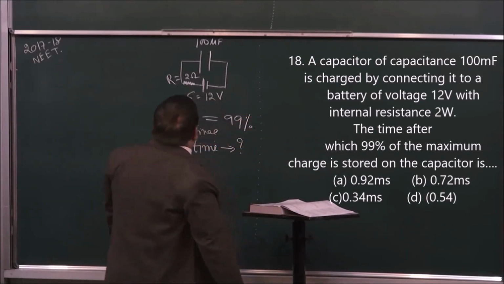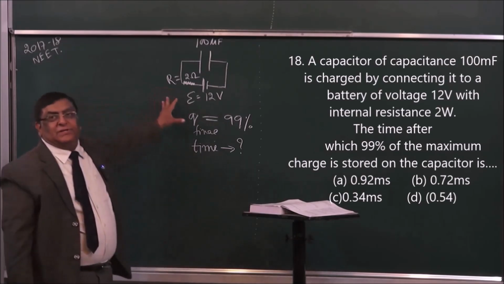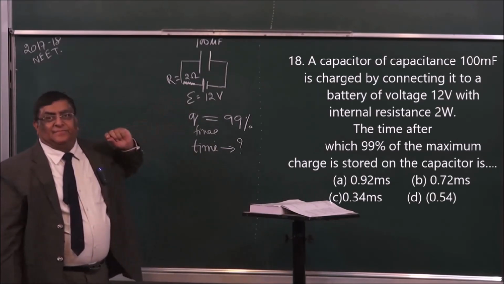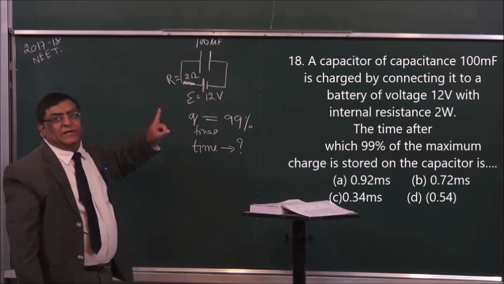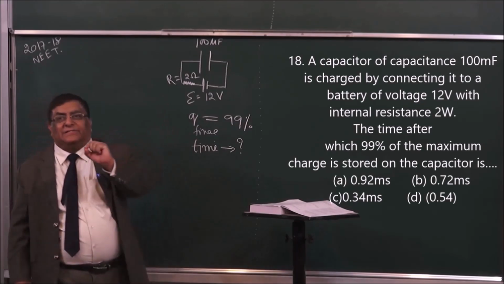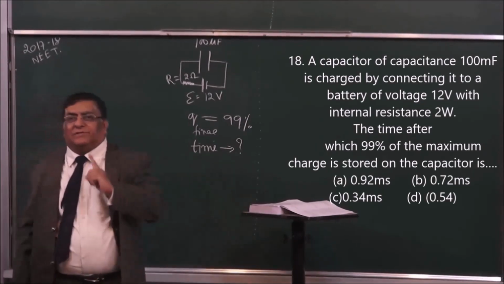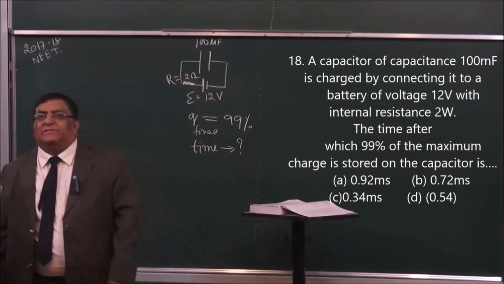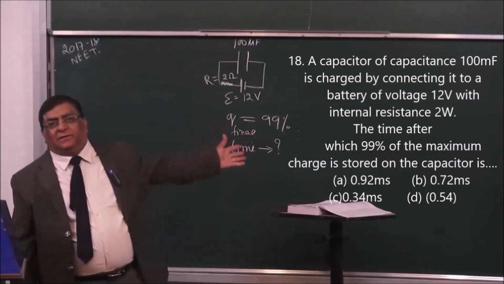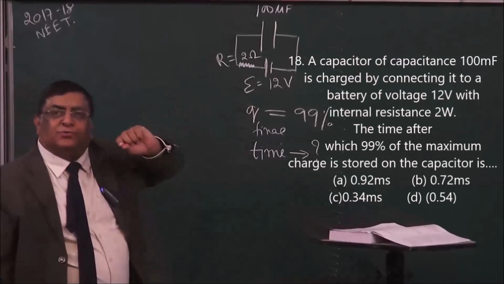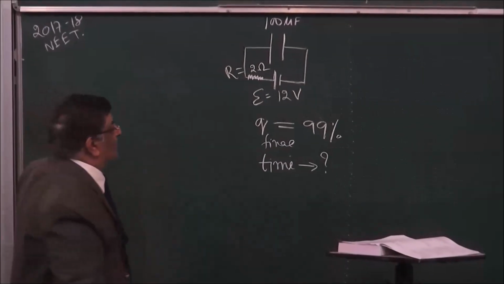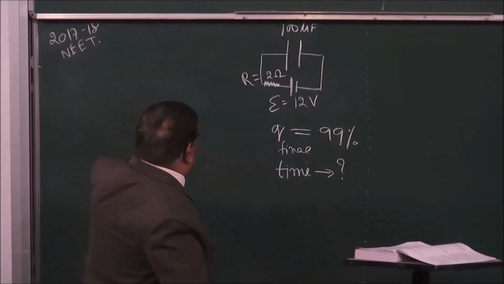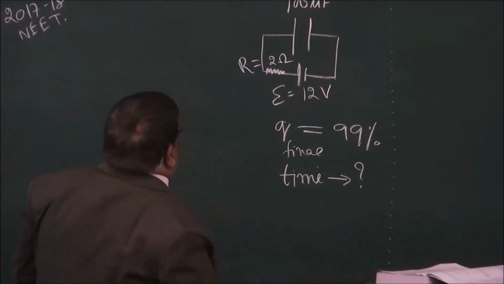Now, whenever we are charging the capacitor, there is a term known as time constant. How much is that time constant? Can we find out when the charge goes to that 0.67, that is 0.67 of the total value?